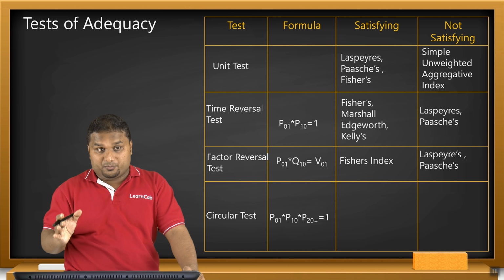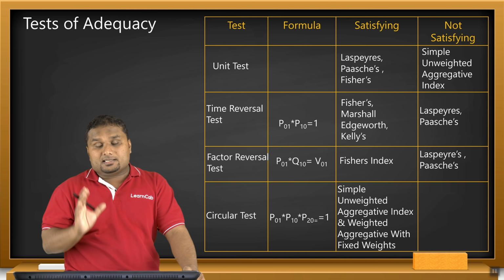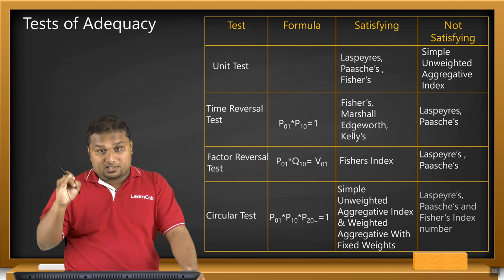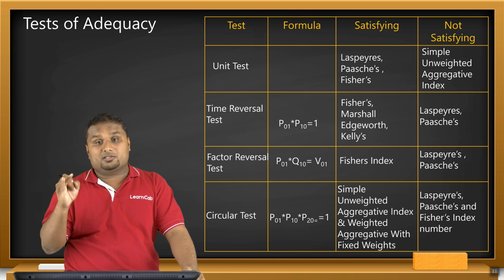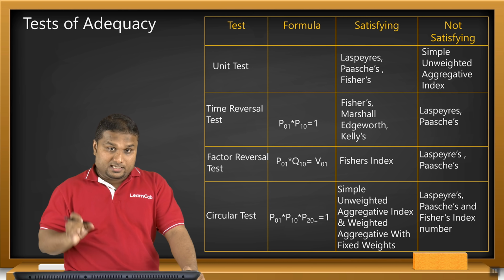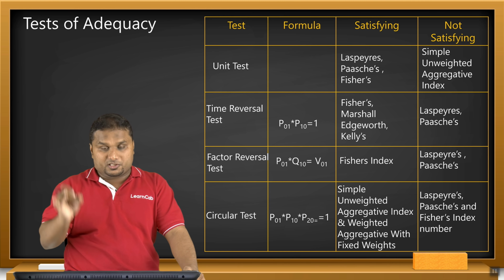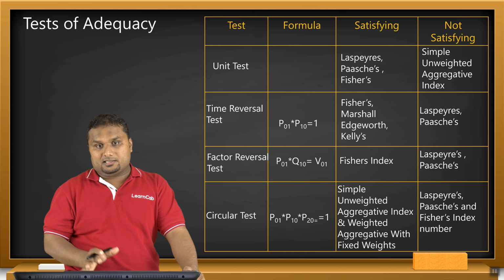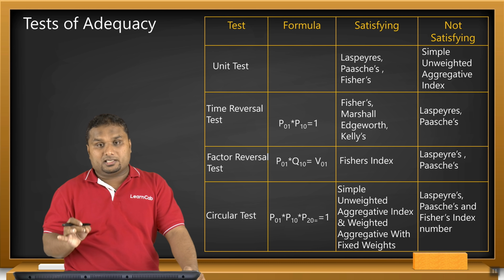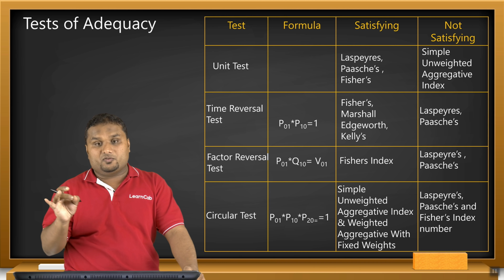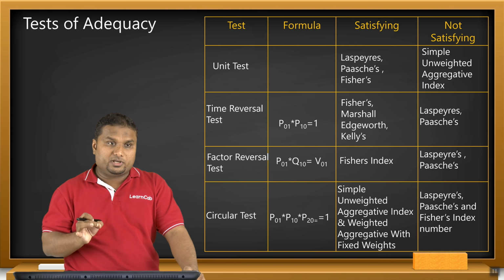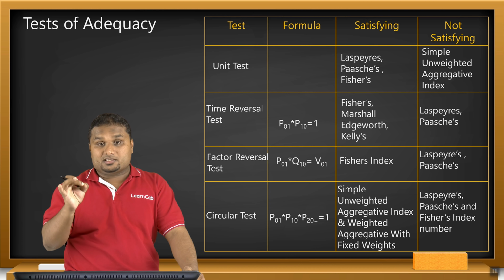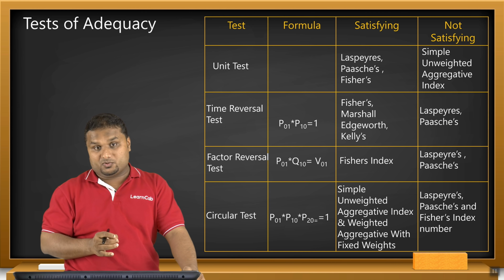The test of shifting the base is also known as the circular test. It is not satisfied by Laspeyres', not satisfied by Paasche's, and not satisfied by Fisher's. That is the most important. Fisher is satisfying the first three, but the last test, circular, is not at all satisfied by Fisher. This test is satisfied by the simple unweighted aggregative index and the weighted aggregative with fixed weights. It is very, very important. Who is satisfying the circular test? Answer: the simple unweighted aggregative index and the weighted aggregative with fixed weights.